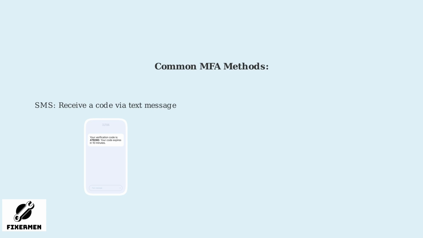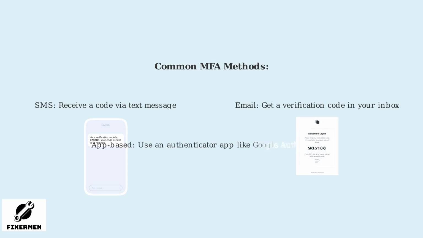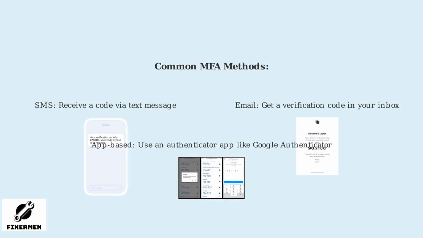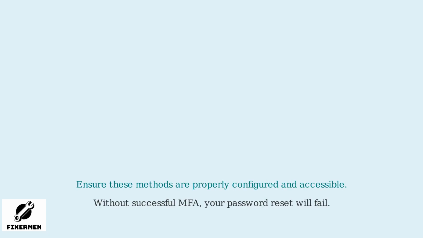For SMS, you'll receive a temporary code via text message that you enter to verify. Email verification sends a code to your registered email address. And app-based authentication uses apps like Google Authenticator to generate time-sensitive codes directly on your device. It's essential to ensure all your MFA methods are properly set up and that you have access to them. Keep your recovery email and phone number up to date and download authenticator apps in advance. Without completing MFA successfully, your password reset process will not work.